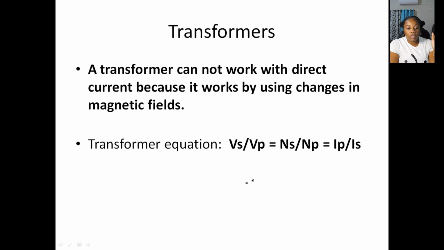Please note, secondary for voltage and secondary for number of turns is in the numerator here, and current in the primary is put here. Primary for the current. If you want to flip, you could actually flip. You could put Vp over Vs equal to Np over Ns equal to Is over Ip. You could flip them.